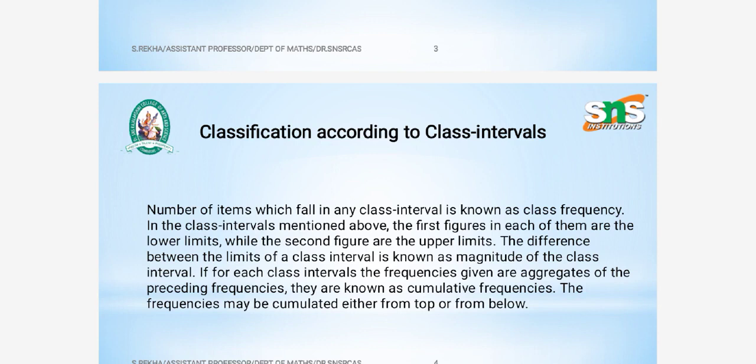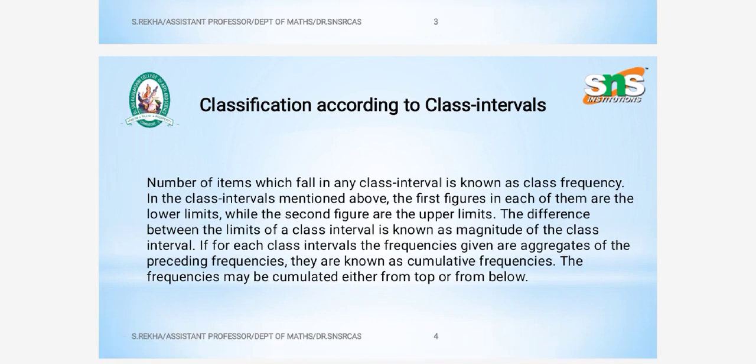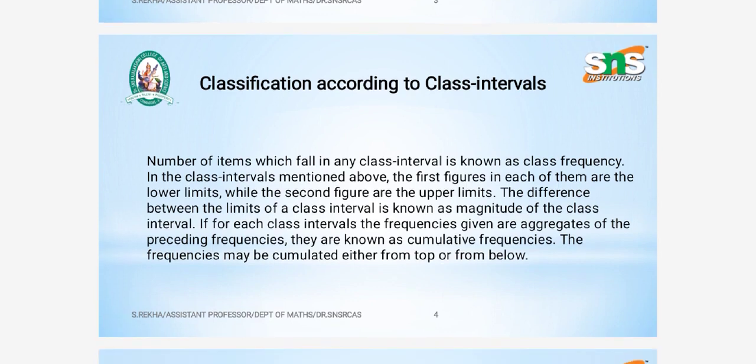If you go to class intervals, the number of items can be classified in the form of a class frequency. The difference between the limits of the class interval is called the magnitude of a class. If you want to handle a larger set of data, we use class intervals, and the frequency can be cumulated either from the top or from the bottom. What is meant by cumulative frequency? The preceding frequency is added to the next frequency, and that is a cumulative frequency.